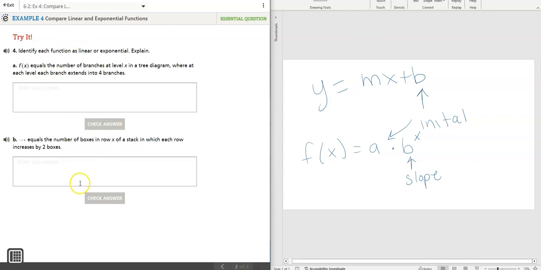And then you're just going to give it a try as well. Okay, you're going to make tables for both of these and compare them and identify them as either linear or exponential.